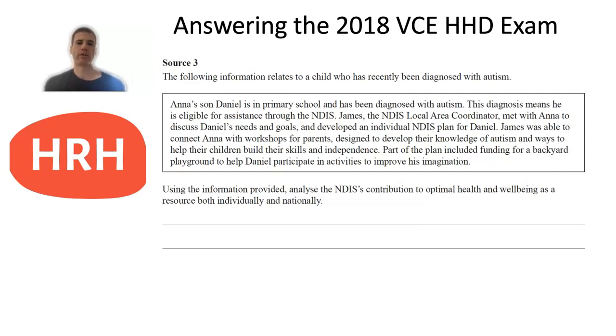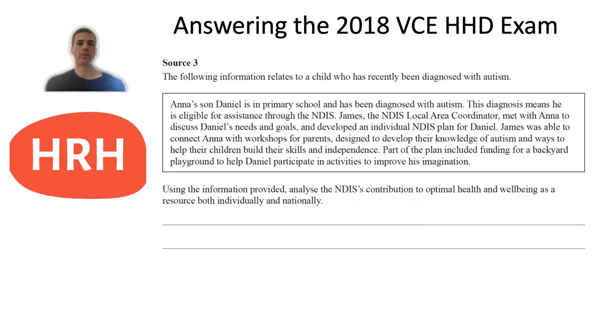And so one example of that might be the fact that that first source mentioned that autism was one of those, I guess, primary disabilities, with a large number of participants in the NDIS, and Daniel had been recently diagnosed with autism, so you could make a link between those sources there.